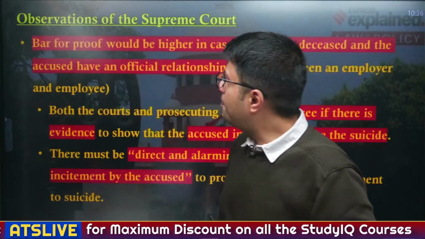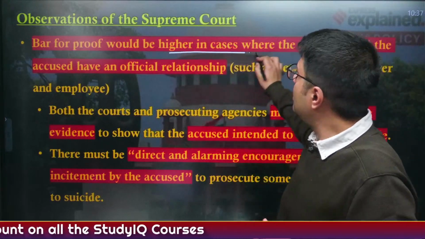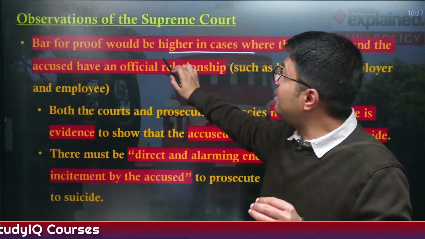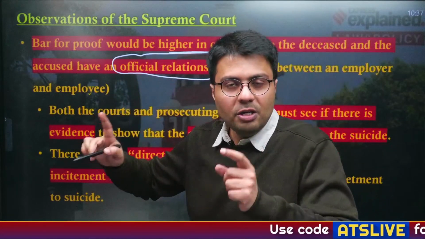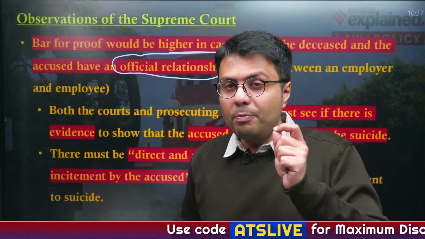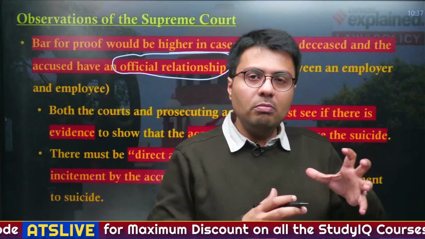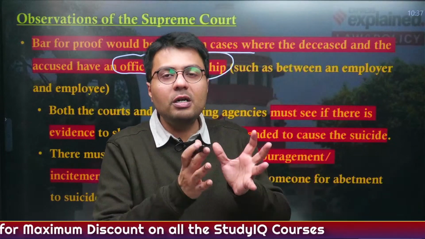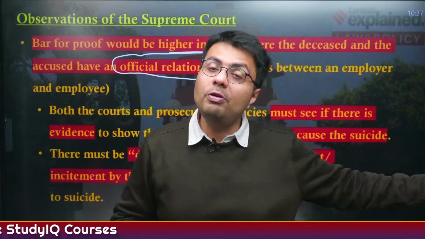Now, what the Supreme Court said is that the bar of proof in cases will be higher whenever it constitutes an official relationship. This kind of observation was made by the Supreme Court. You have to understand, especially because the accused, who was a bank manager, was accused of forcing a person into suicide because the person was not able to repay his loans.